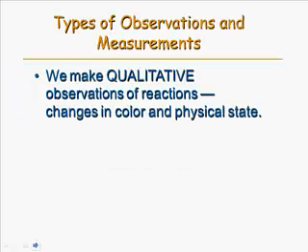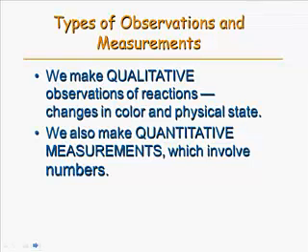In the chemistry lab, we make observations which are qualitative in nature, and these could include things like did a precipitate form? Was there a color change due to the reaction? Was the substance crystalline in nature? Anything that doesn't involve numbers is considered one of these qualitative observations.